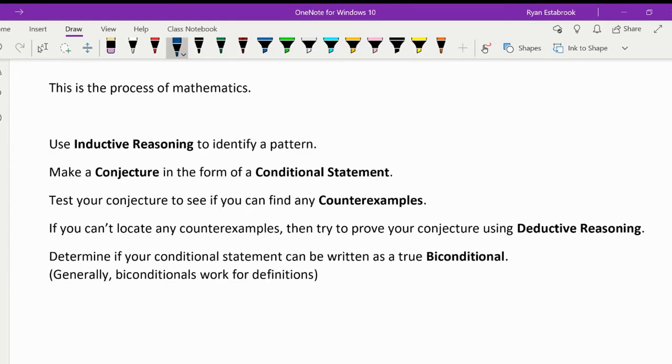true and the conclusion wasn't true. And if you find a counterexample, that means that your conditional statement and conjecture were wrong. But if you can't find any counterexamples, then try to prove your conjecture using deductive reasoning, using proof, using facts and logic. And if your conditional statement works, does it work as a biconditional? But generally, those biconditionals only work for definitions. So we don't want to overstep our bounds and always try to go to the biconditional.